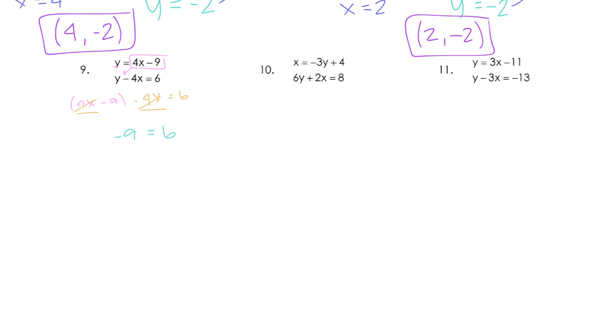Since all of your variables canceled out, you have to pay attention to, is this a true statement or a false statement? Does negative 9 equal 6? In this case, no, it is false. They do not equal each other. This would be an example of no solution.